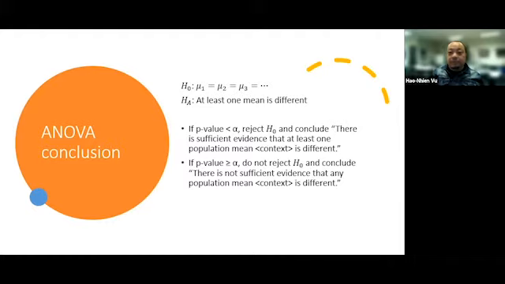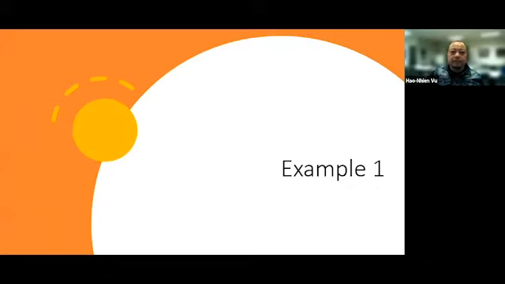And then if p-value is not less than alpha, then we don't reject H0, and the conclusion is there's not sufficient evidence that any population mean is different. Of course, also supply the context of the problem. That was an overview. Now let's do an example.